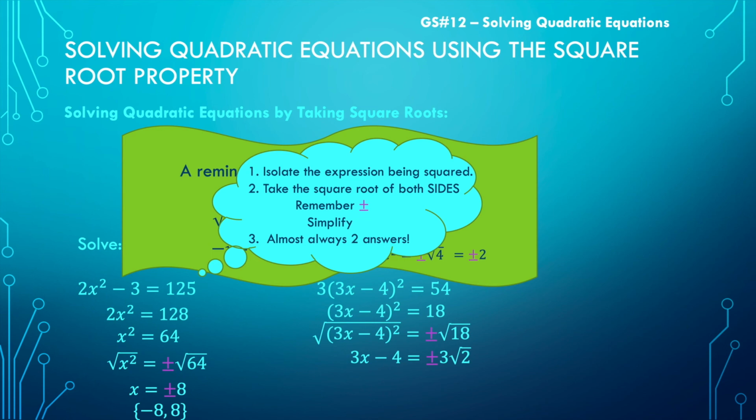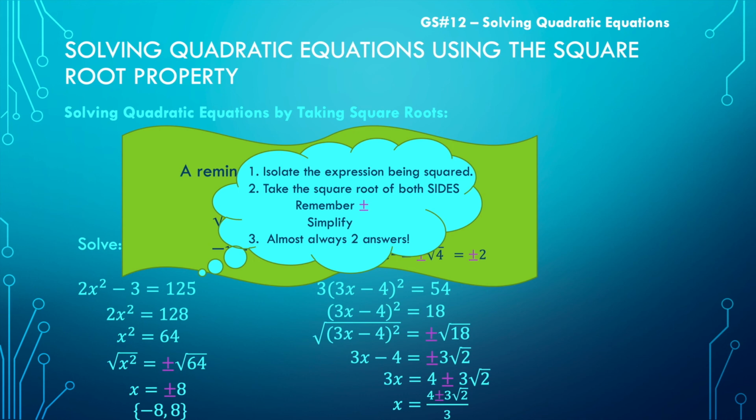To do this, I'm going to add 4 to both sides. So I'll have 3x is equal to 4 plus or minus 3 rad 2. And then dividing everything through by 3. X is equal to 4 plus or minus 3 rad 2, all divided by 3.